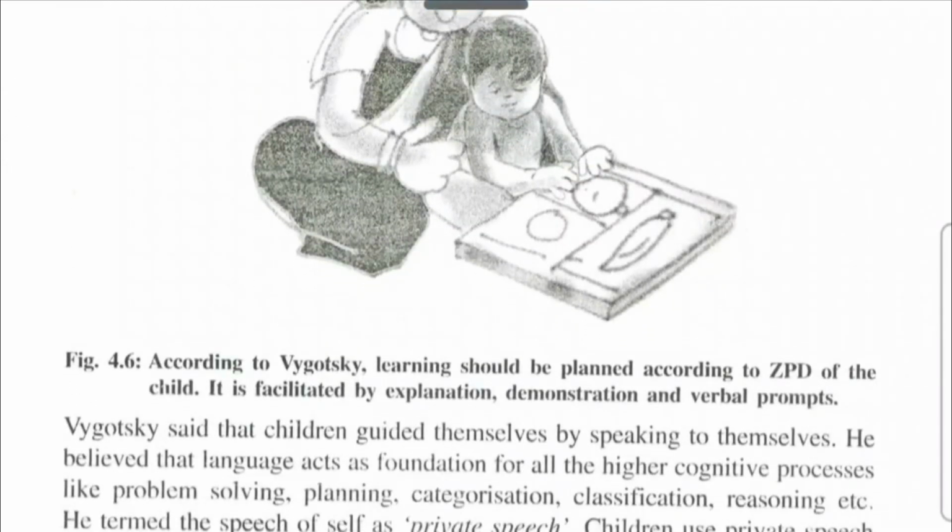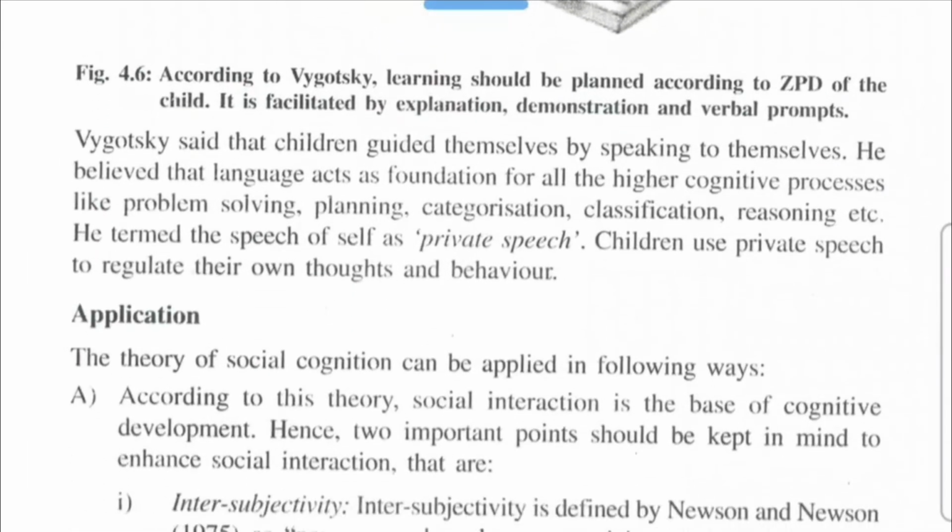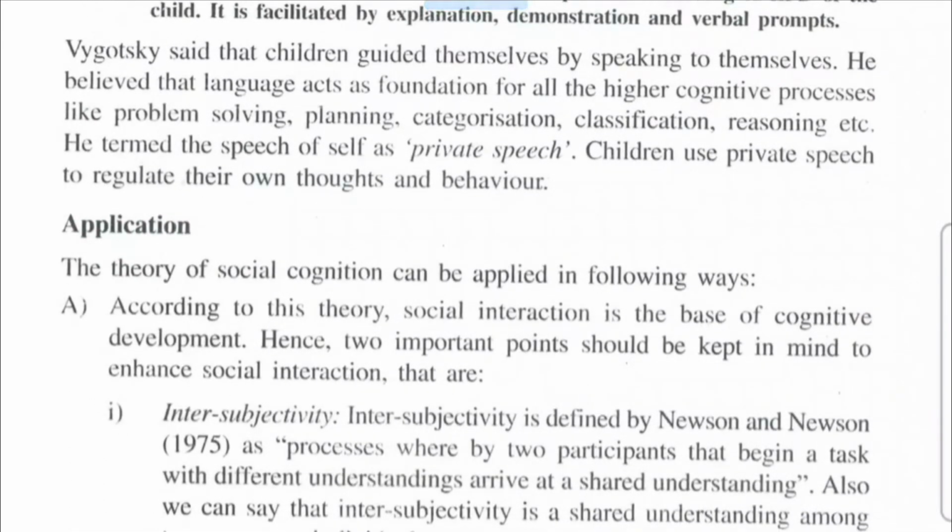According to Vygotsky, learning should be planned according to the ZPD of the child. It is facilitated by explanations, demonstrations, and verbal prompts. Vygotsky said that children guide themselves by speaking to themselves. He believed that language acts as the foundation for all higher cognitive processes like problem solving, planning, categorization, classification, reasoning, etc. He termed this self-directed speech as private speech. Children use private speech to regulate their own thoughts and behavior.